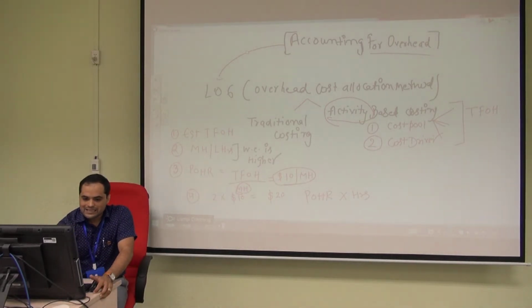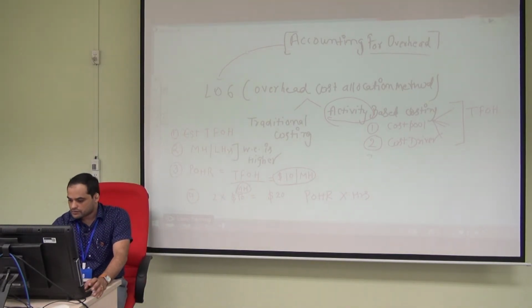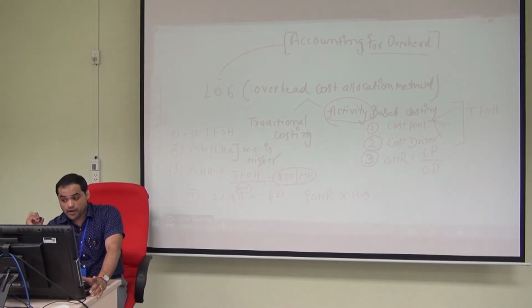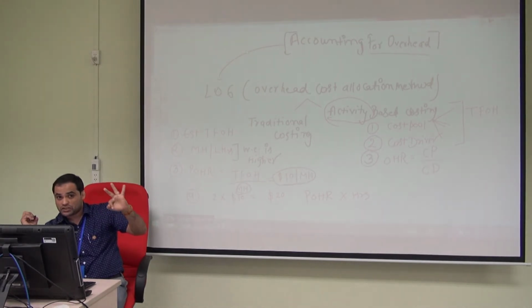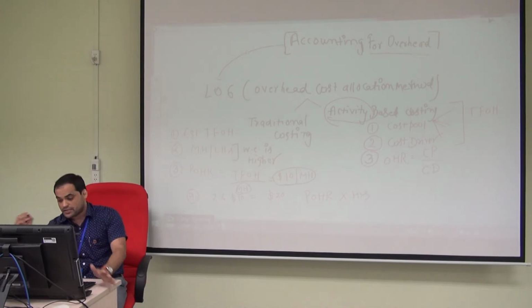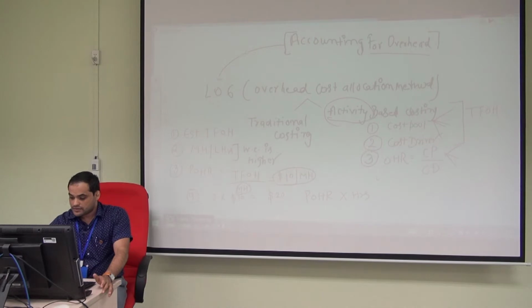Step 3 is quite similar to your traditional costing. It is the predetermined overhead rate. The formula is step 1 divided by step 2: cost pool divided by cost driver. But remember here, we have 3 cost pools and 3 cost drivers, so it means we have 3 kinds of overhead rate. We have 3 rates.